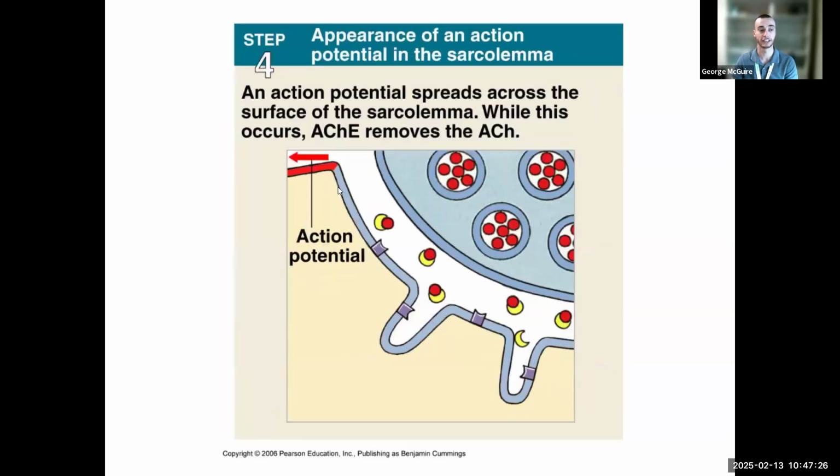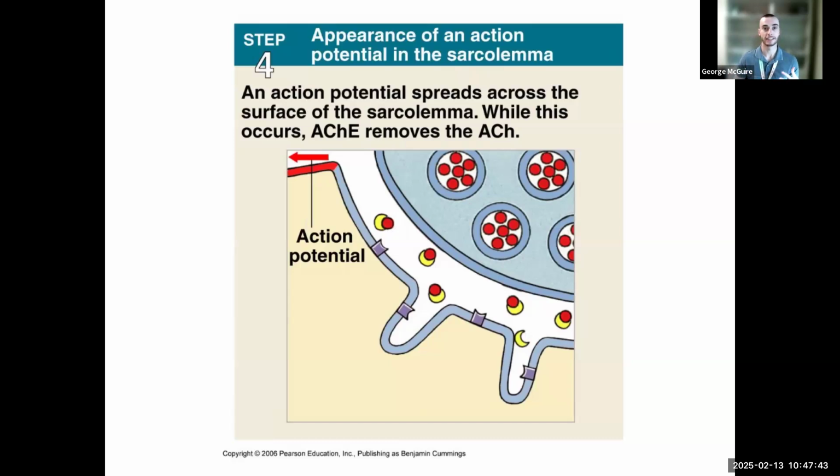So I'm moving a bit too fast there. So away from the neuromuscular junction, where it will continue down the T tubules. And then now we need to clean up, essentially, to stop that signal from just continuously going, or else you'd get stuck in a contracted state.